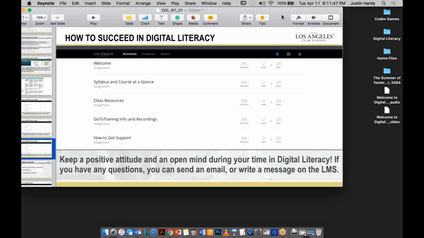Okay, so let's move on a little bit. We'd like you to keep a positive attitude and an open mind during your time in digital literacy. Sometimes some students might say that this information is a little basic or very fundamental, but it's always good to have a good starting point and a good foundation for your future classes. So if you have any questions about the content of the course or the material, or if you have any questions about how to complete an assignment or how to tackle a discussion post topic, just send us an email or write us a message or give us a call.